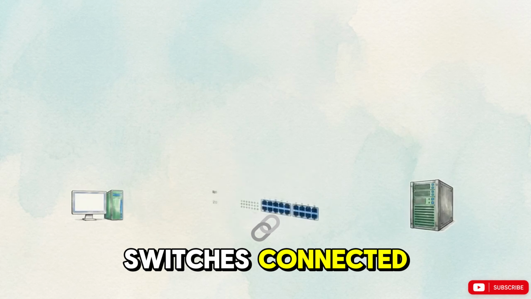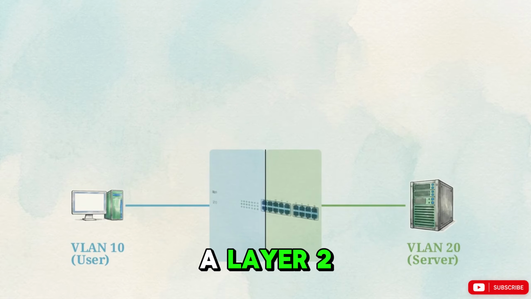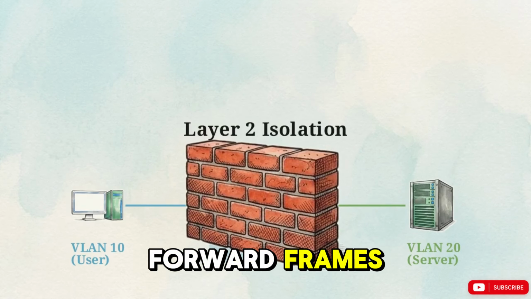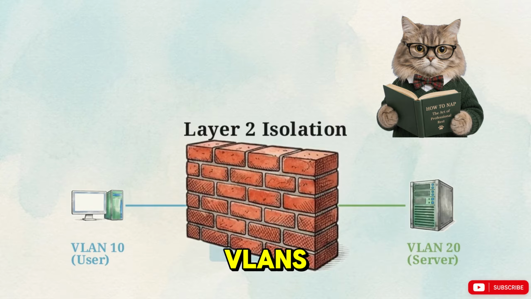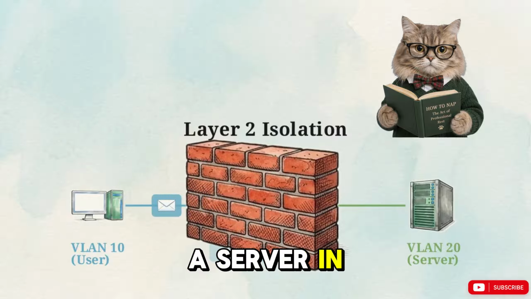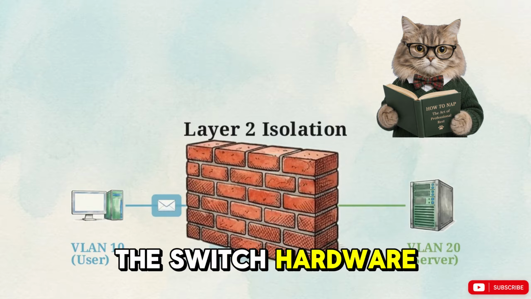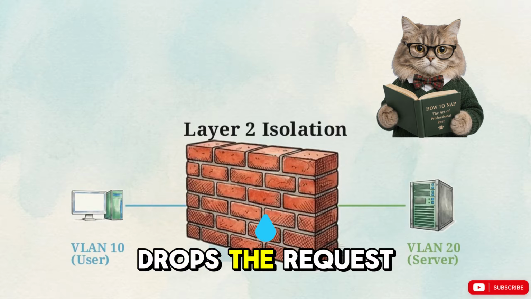Even with our switches connected, we still have a strict communication boundary. A layer 2 switch will never forward frames between 2 different VLANs. If a user in VLAN 10 tries to ping a server in VLAN 20, the packet strikes a wall inside the switch hardware. The logic simply drops the request.